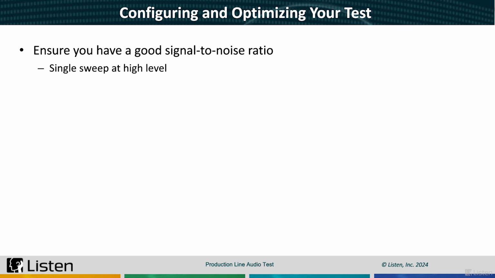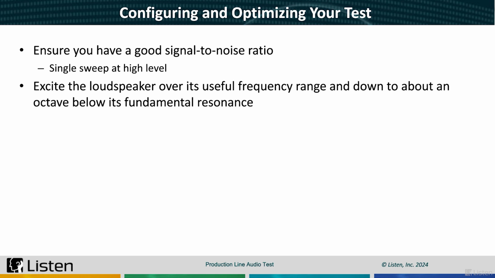The test stimulus should excite the loudspeaker over its useful frequency range and should also cover the frequencies about an octave below the loudspeaker's fundamental resonant frequency. I always recommend sweeping from high to low frequency, as this applies a more gradual increase in power to the loudspeaker and reduces loudspeaker ringing and measurement settling time. This means you can use a faster sweep to reduce the test time.